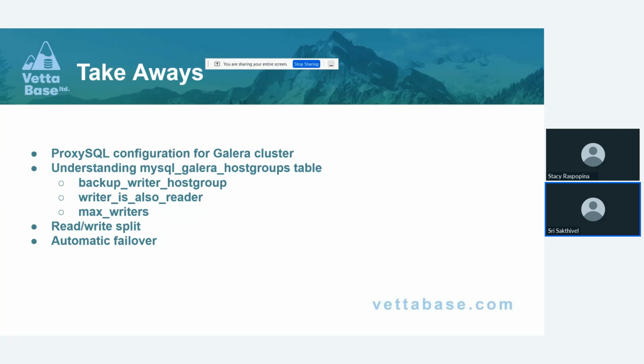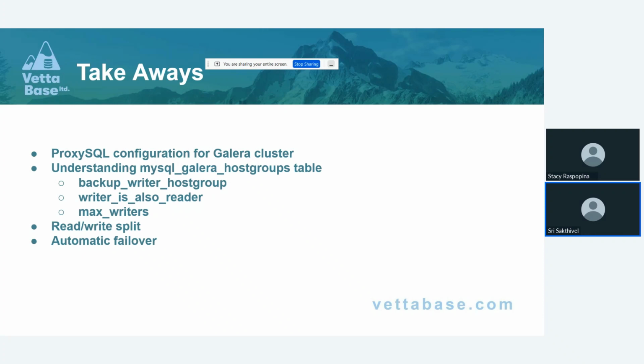And for writer is also reader, we have three settings: 0, 1, and 2. If you set 0, your writer node will not receive any reads, even if it is the active writer or if it is in the backup writer host group, they will not receive any reads. The nodes where you have set read-only equal to 1 can receive the reads.